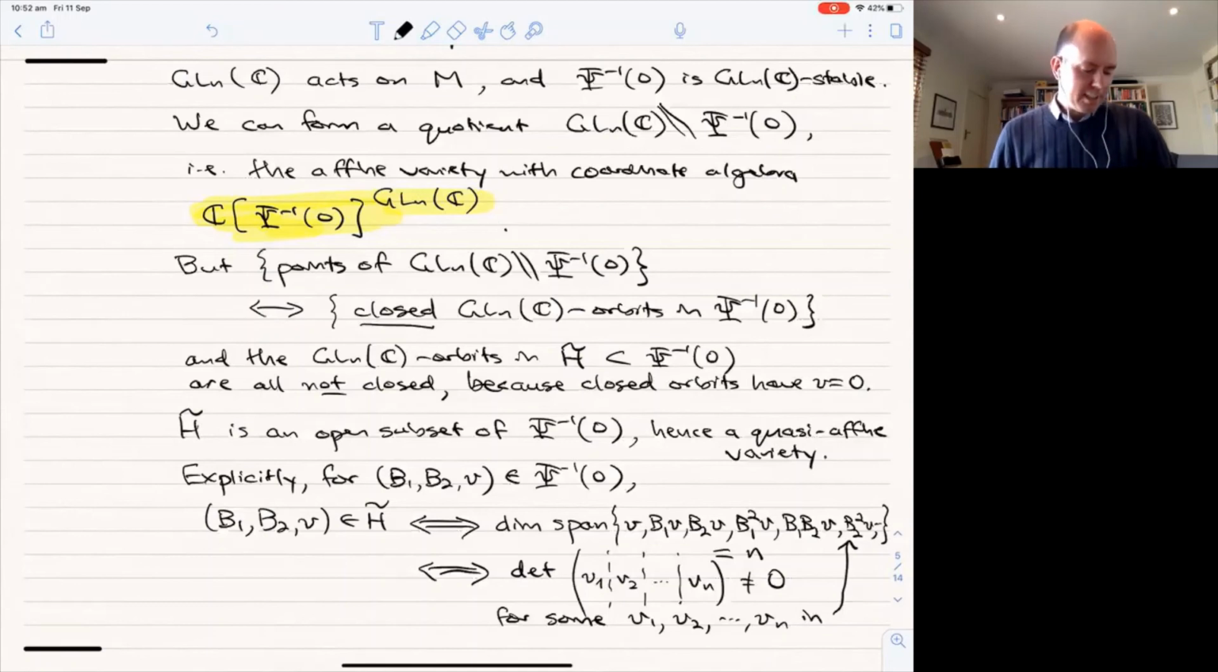So this, in fact, explicitly writes H tilde as an open subset because belonging to H tilde is equivalent to a disjunction of various open conditions, various polynomial inequations. And the reason I've written it out in this gory detail is because it's important to point out that each of these individual open subsets is affine because it's a principal thing given by the non-vanishing of a single polynomial.